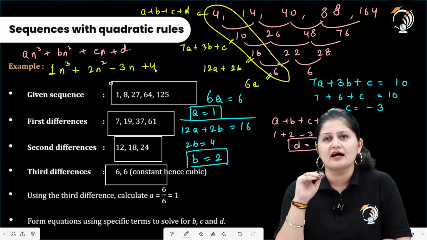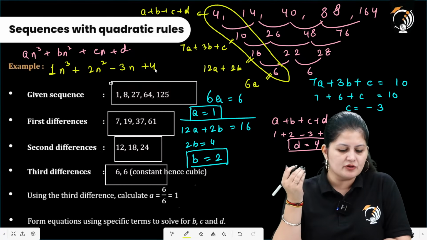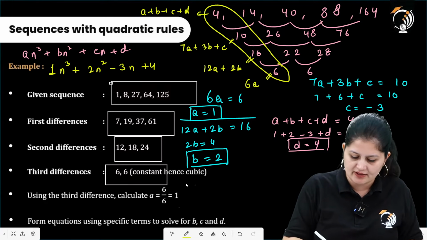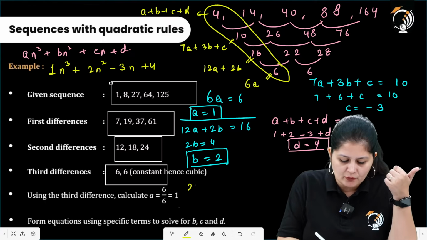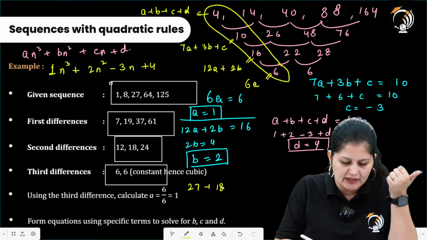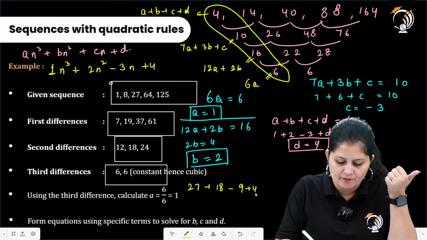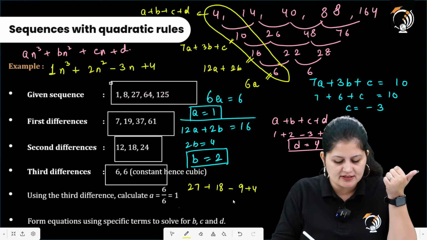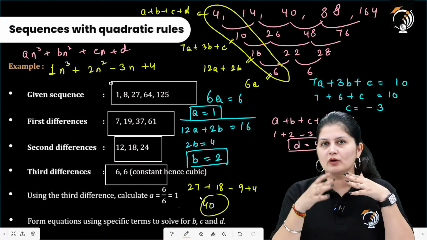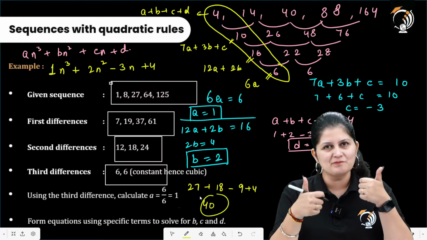Right. So we can check our answer by substituting a value. Maybe we can put n is equal to 3 here. In that case, n cube will be equal to 27. N square will be equal to 9, and 9 multiplied by 2 is going to be 18. Minus 3 multiplied with 3, which is 9, plus 4. So 27 plus 18 is 45, minus 9 is 36, plus 4 is 40. So we are getting the correct answer. That means that whatever formula for the general term we have got is absolutely right here.